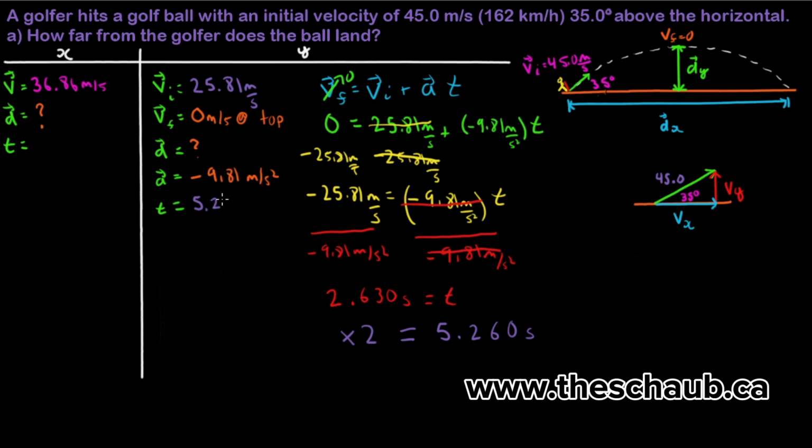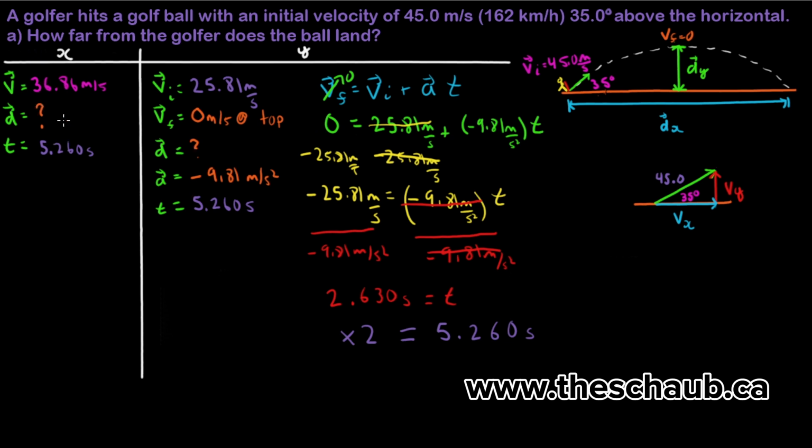So 5.260 seconds. Now, time is the only value that can actually be used on both sides. So the time in the x direction is the same, 5.260 seconds. This is because time is a scalar value. It has no direction, and we broke these two sets of variables up by their direction, but time has no direction. You'll notice everything else here has direction on it.